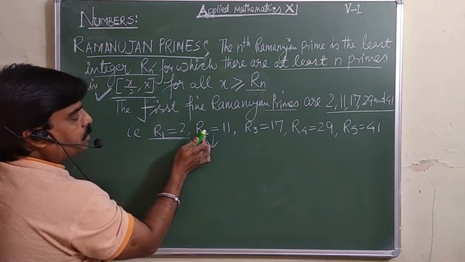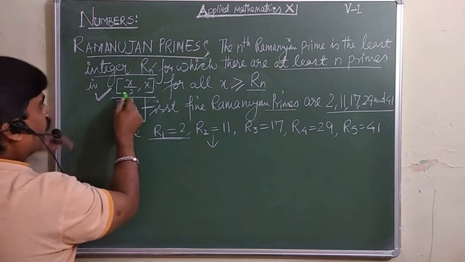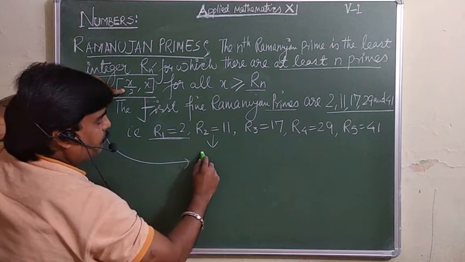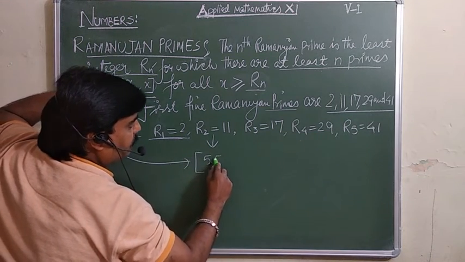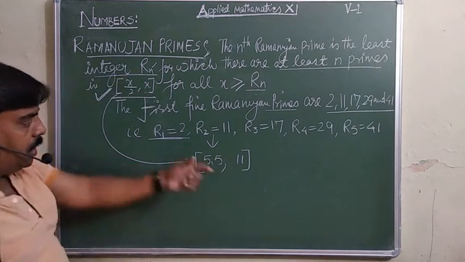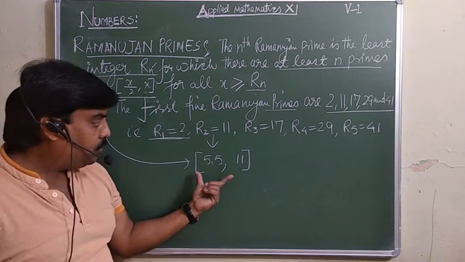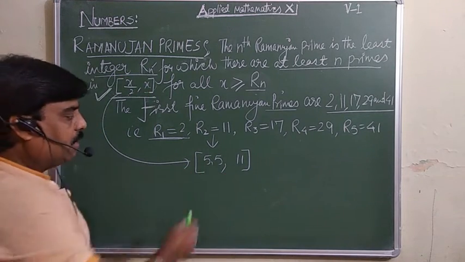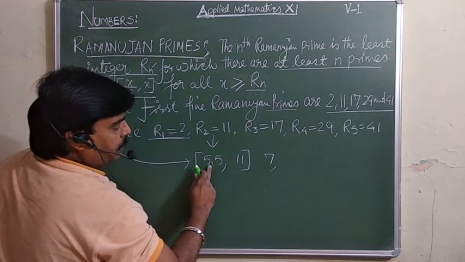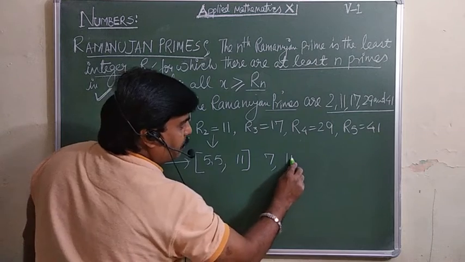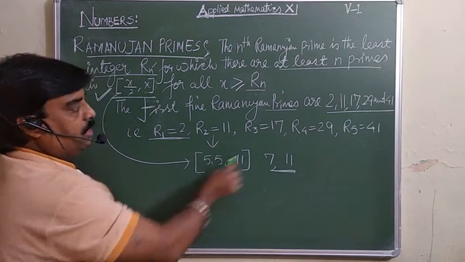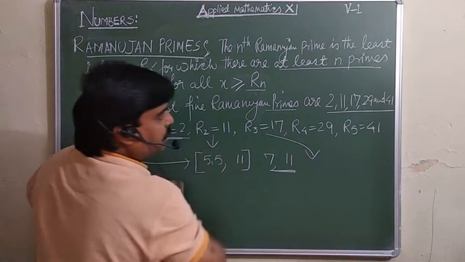R2 means there should be 2 prime numbers between, which are going to satisfy this one. Look, this is your x. So x by 2, 11 by 2, that is 5.5, and x is 11. And between these, including these two, because they are in the closed interval, what primes will come between them? Look, 7 will come, and then 11. Include this one. So 2 is there. See, you can take this one.